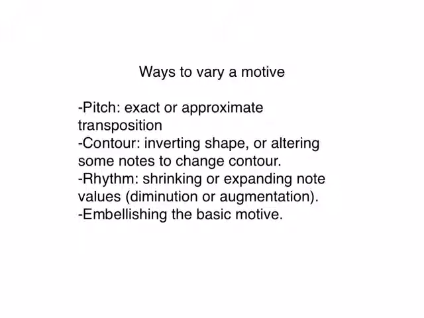Here are the ways that a motive can be varied. We talked about pitch, contour, and rhythm. The pitch can be exactly as we heard the motive initially, or we can have some approximate version of it with transposition. The contour, we can keep the same contour, or we can turn it upside down, inverting the shape of it, or we can alter some notes to change the contour. For the rhythm, we can shrink or expand the note values.